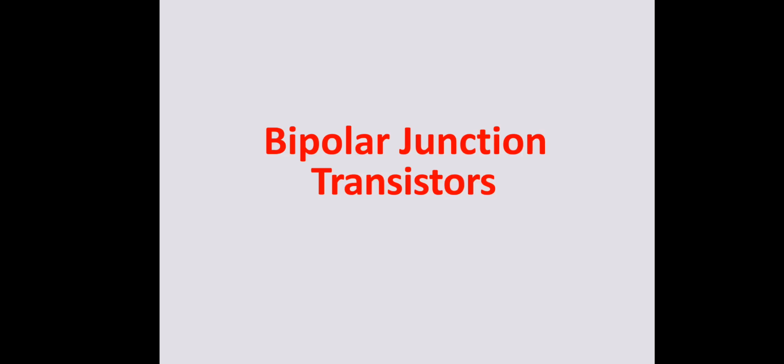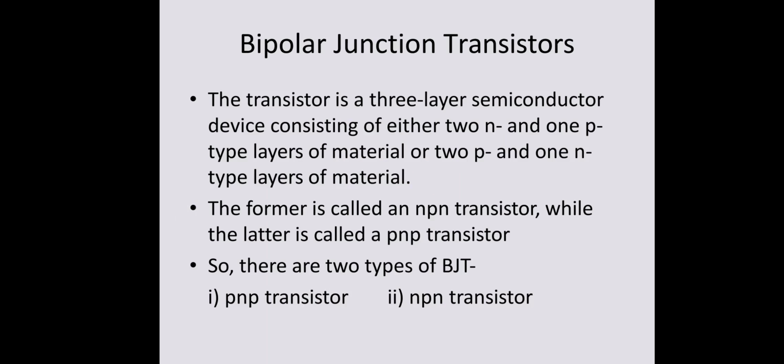Hi all, we completed the diode part. Next we can see what is a bipolar junction transistor. So a bipolar junction transistor, or BJT, consists of two P regions separated by an N region, or two N regions separated by a P region. So it is a three-layer semiconductor device.